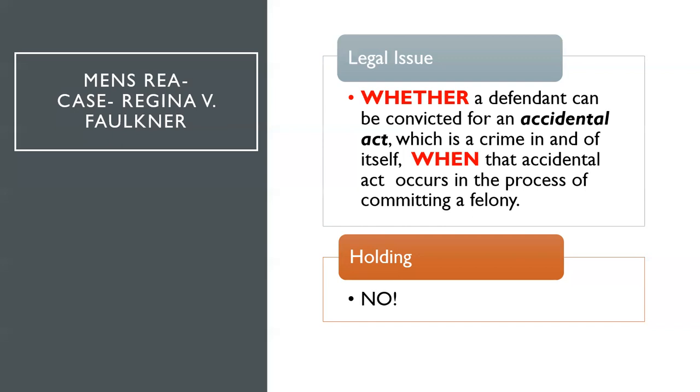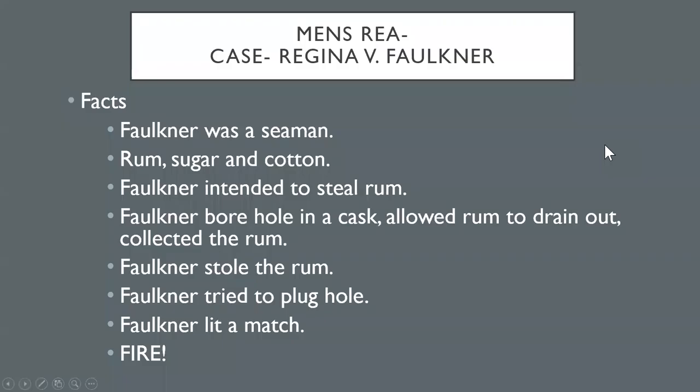Got it? Right? So what's the question? What is the thing that we're searching for an answer for? We've got 2 crimes going on here. And the question is whether a defendant can be convicted for the accidental crime, knowing that it in and of itself is a crime, when the accidental crime occurs in the process of committing, for Regina v. Faulkner, the felony. Got it?